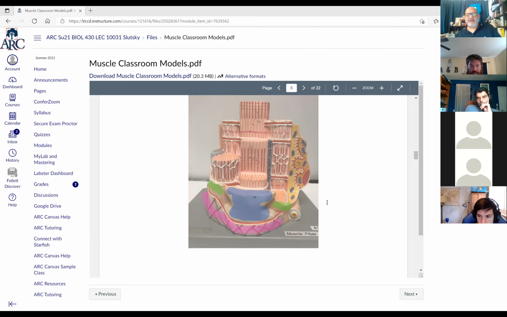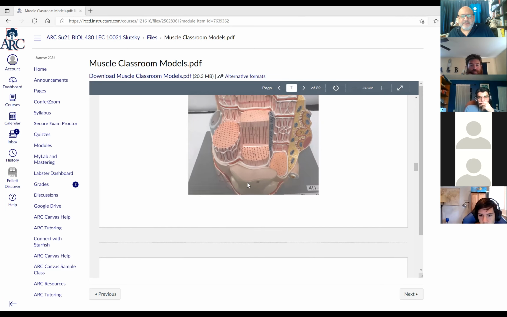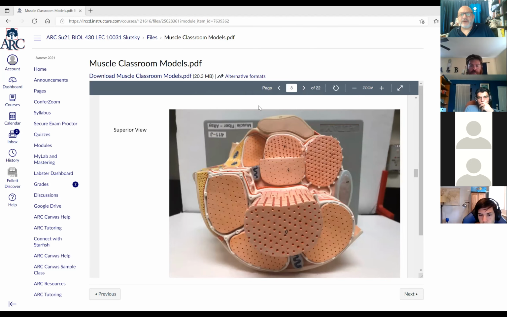Satellite cell. Yeah, here we actually see this model does a nice job of showing us that satellite cell. So we can see that satellite cell really nicely here on this model. In fact, notice if we look at it from the top, here we go, perfect.